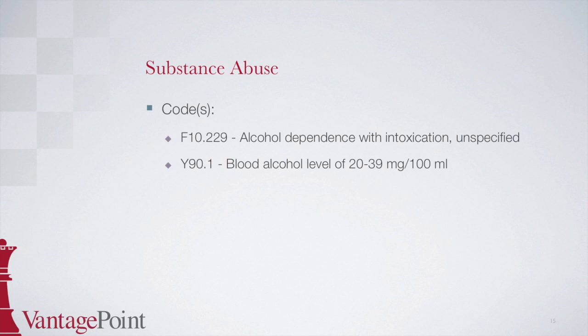When you confirm this code, you'll notice there is an instructional note which states, code first any associated alcohol-related disorders from category F10. This would be helpful in the event you had wanted to code the blood alcohol level first. In fact, none of the codes in the external causes of morbidity chapter, which is chapter 20, where this code comes from, would be coded first.